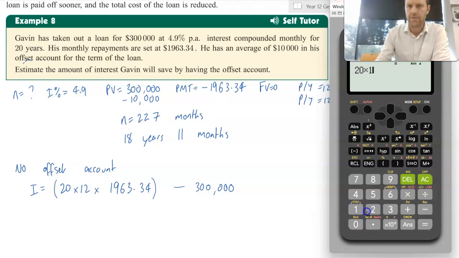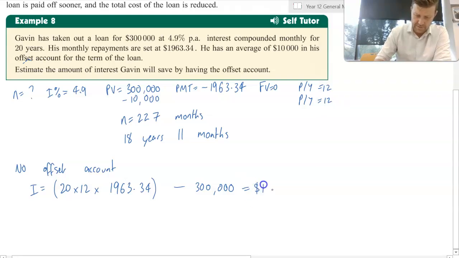20 times 12, which is 240, times $1,963.34. Subtract the $300,000 that he borrowed, because we're just working out the interest. So he's paying $171,201.60 of interest. It's a lot of interest.